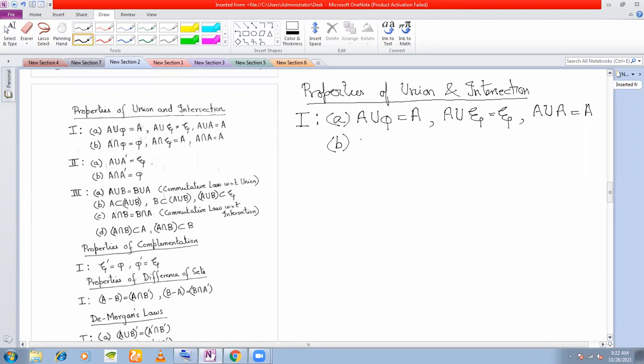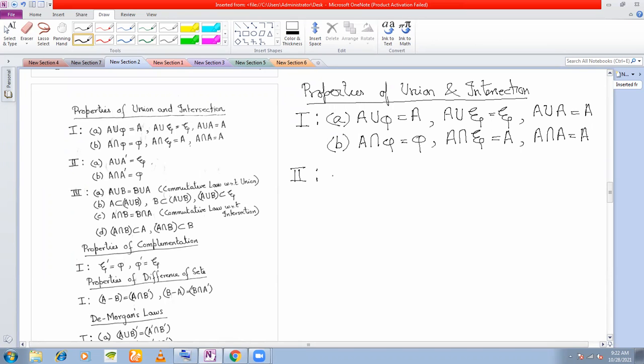Next is with respect to intersection, what are the properties? A intersection a null set will give you a null set, because nothing is common between a set and a null set. A intersection the universal set will give you the set A. A intersection A will give you the set A. This is the first property of union and intersection.